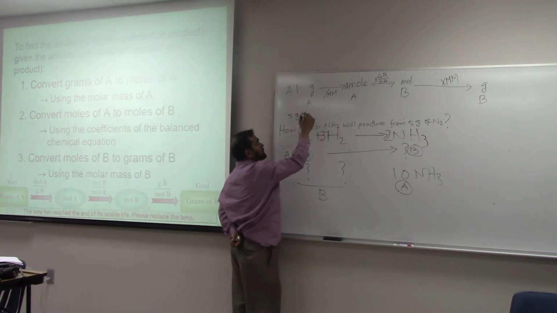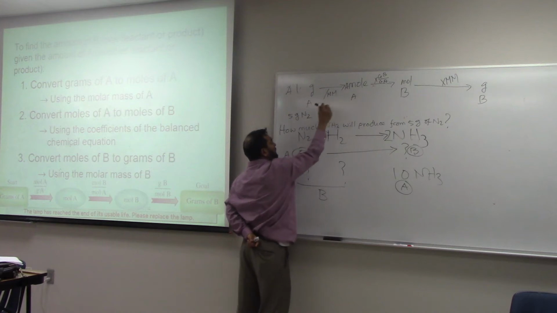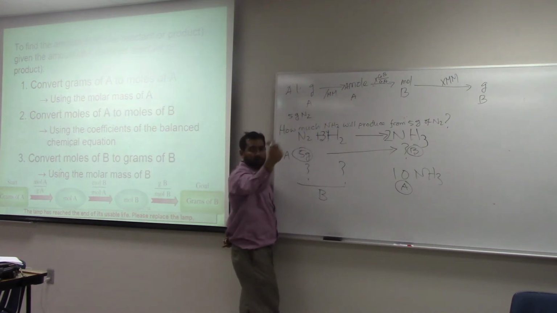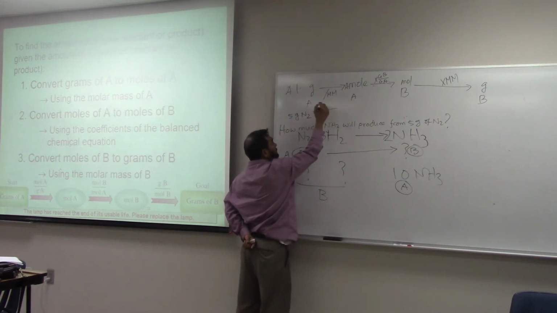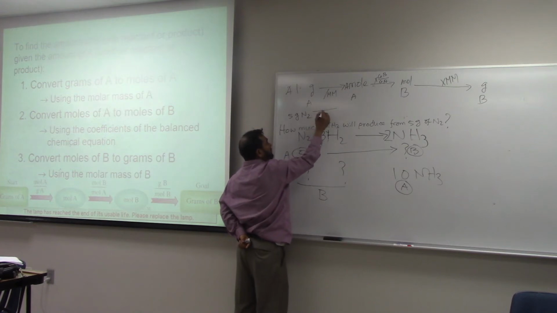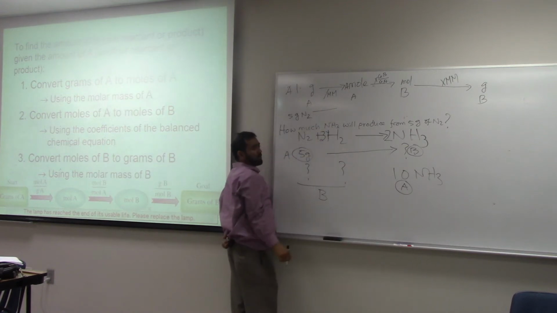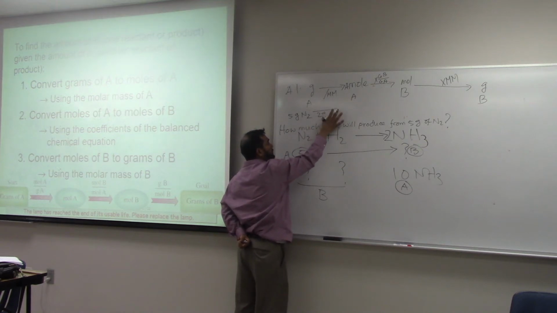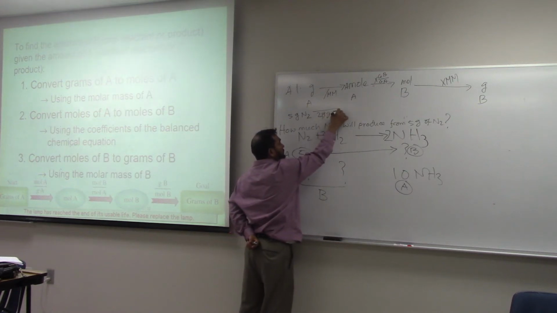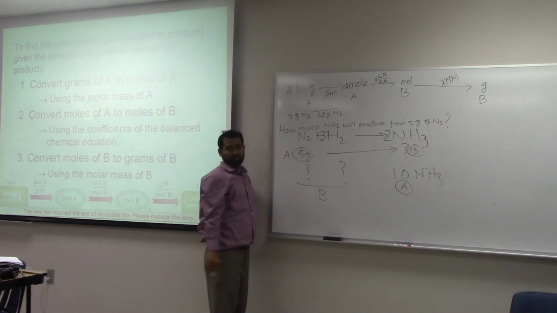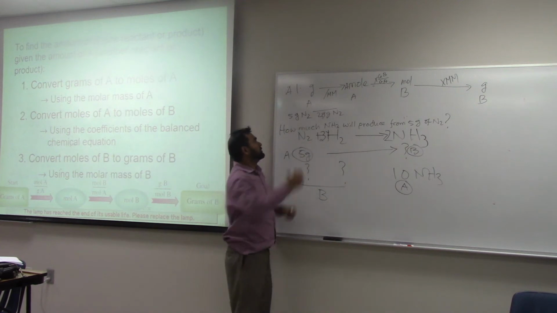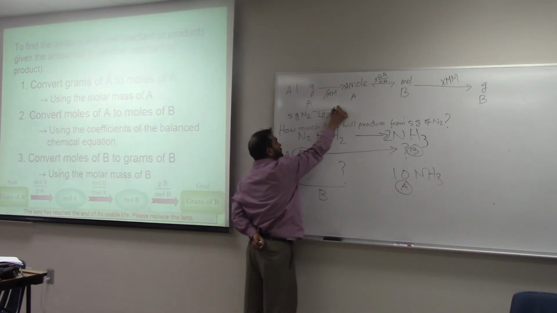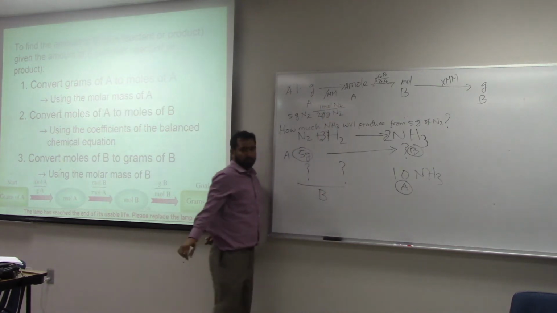And to get to mole of A, which is mole of ammonia, then you divide by molar mass of ammonia. Molar mass of ammonia is 28. So 28 gram of, molar mass of nitrogen, because nitrogen is A here. So molar mass of nitrogen, 28 gram of ammonia over 1 mole of nitrogen, right?